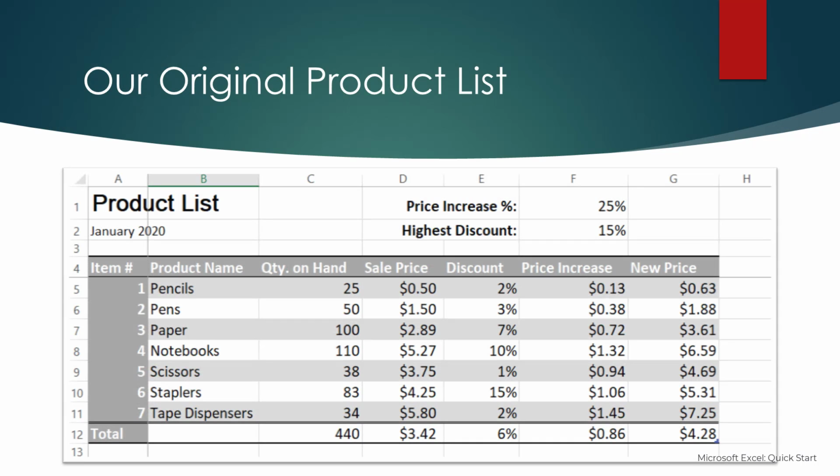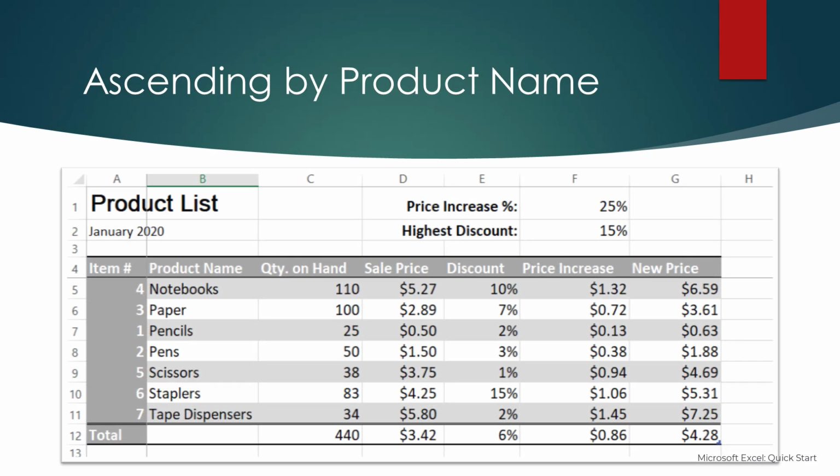If you look at the product list we've been working with, can you determine which column it's sorted by and in which order, ascending or descending? Yep, it's sorted by the item number column in ascending order from 1 to 7. The pencils product is item number 1, and the tape dispensers are item number 7.